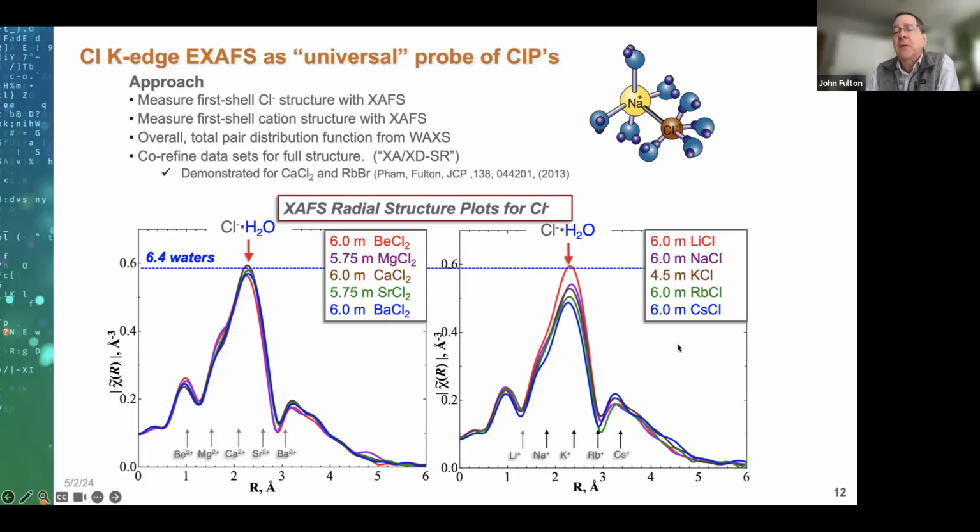In contrast, for the alkali cations, the monovalent cations, for lithium, we see the full complement of 6.4 waters, but as we go up in the series up to cesium, we see increasing loss of water in the first shell. This is an indication that for these monovalent cations, we form contact ion pairs.